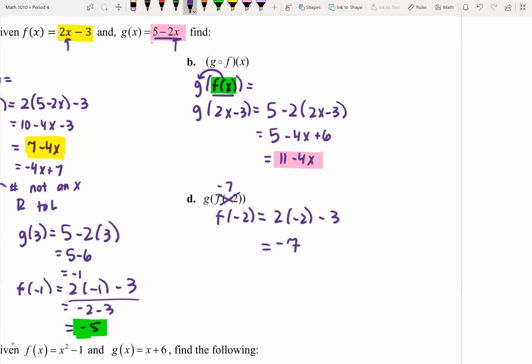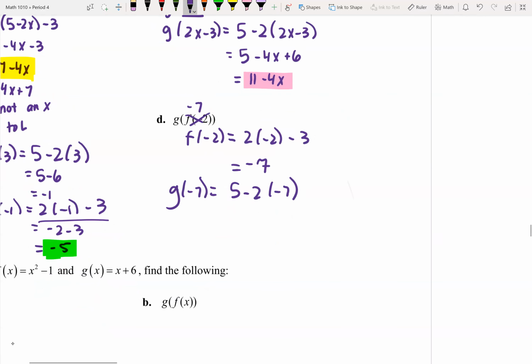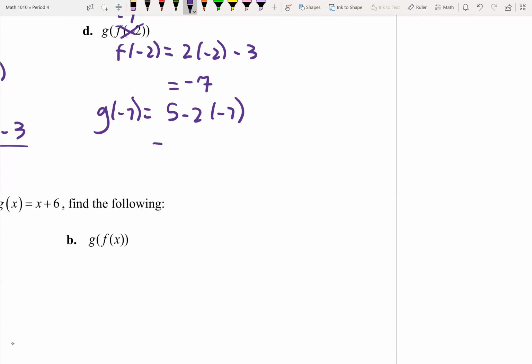So everybody in the room, tell me, because I want to see if you're with me. What do we do now? G of negative 7. Yeah. So now I'm going to find g of negative 7. So I go into that g of x, and I put a negative 7 in for x, like that. So that's going to be 5 plus 14, and that gives me 19. Or I could just stick it in my calculator, and that's it.